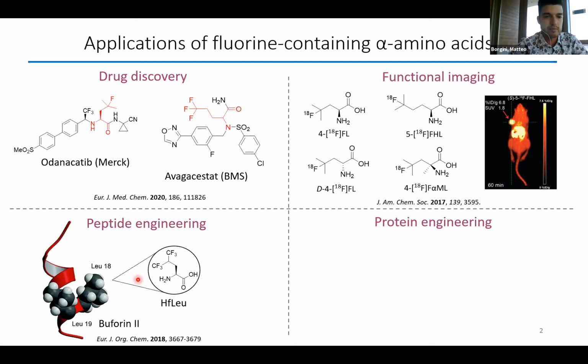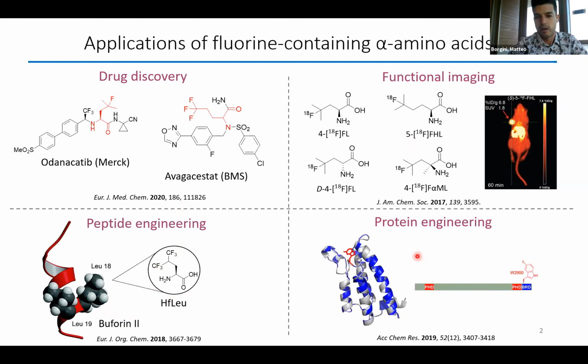Peptide engineering: here we have buforin 2, which is a peptide with antimicrobial activity. By replacing the two leucines with hexafluoroleucine, it's possible to improve the stability towards proteases as well as the bioavailability.